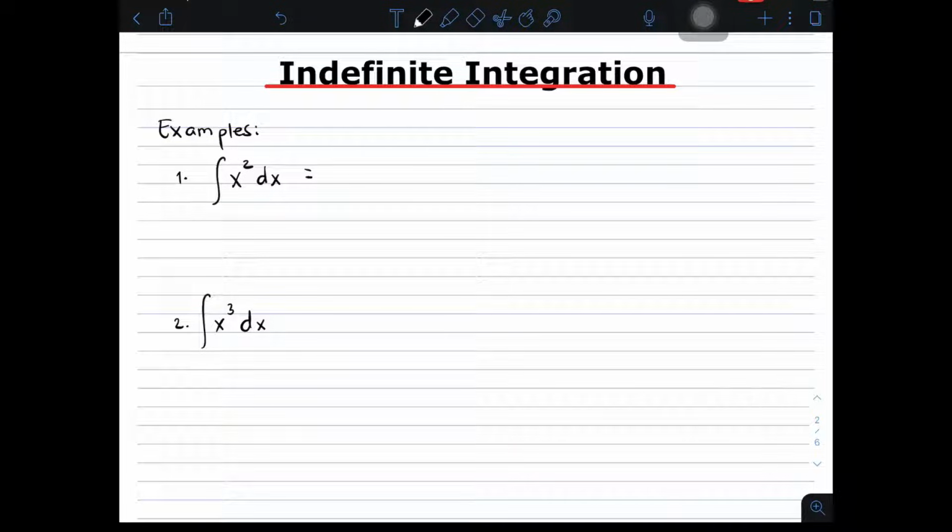So sa video natin ngayon gagawin naman natin, ito yung part 2 na kung saan magpapakita tayo ng mga examples para mas lalo nyo maintindihan yung basic rules natin as a formula when it comes to indefinite integration. So we have here 10 examples na i-discuss natin. So ano ba yung setup nito?